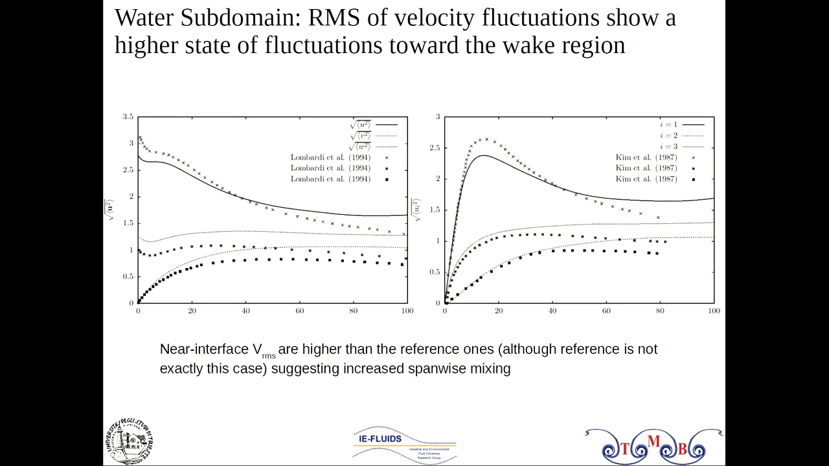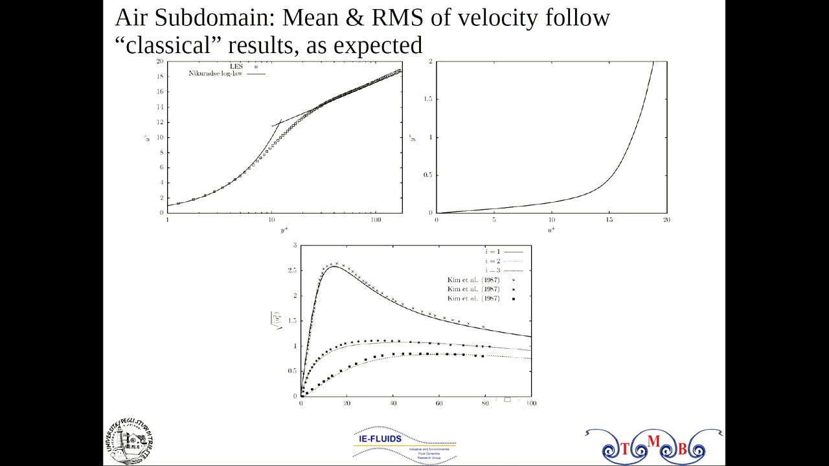Now, as for the RMS in the water subdomain, both close to the wall and close to the interface, we find some differences with classical profiles that you would find in the literature. Especially important are the spanwise RMS fluctuations that guarantee this increased mixing that I was talking about. Notice that all this increased mixing and the loci of maxima and minima occur around a y plus of around 10. Have that value in mind. Now, when you move to the air side, the statistics are pretty much channel flow. Very classical.